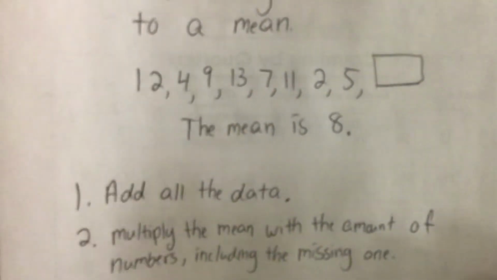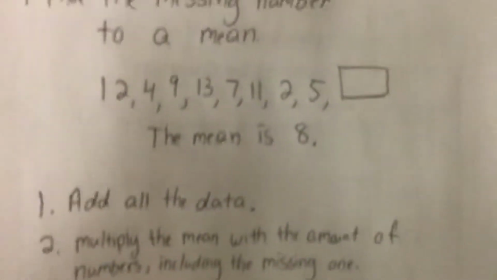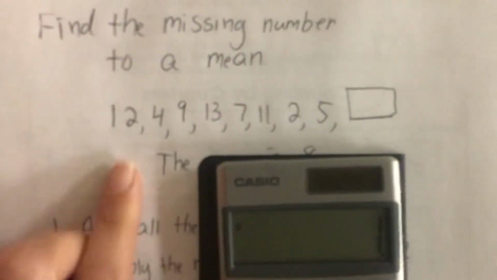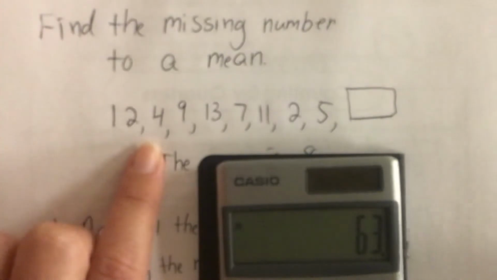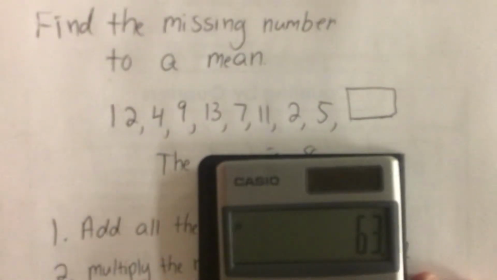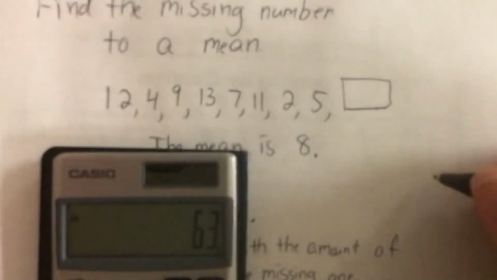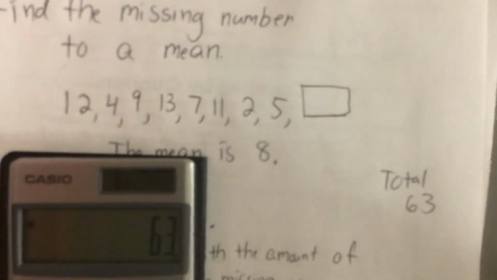Okay, so let's try it. Make sure you have all that written down. All right, get your calculator ready. Step 1, add all the data. Okay, so we have 12 plus 4 plus 9 plus 13 plus 7 plus 11 plus 2 plus 5. So your answer is 63. Okay, make sure you got 63. So we're going to write that out to the side. Okay, so your total is 63.